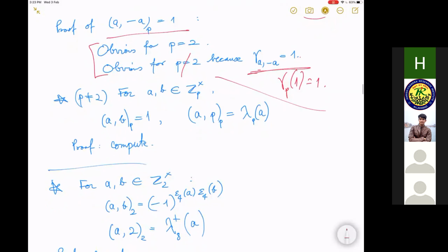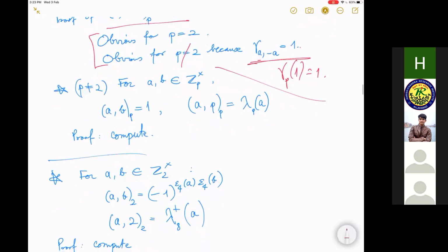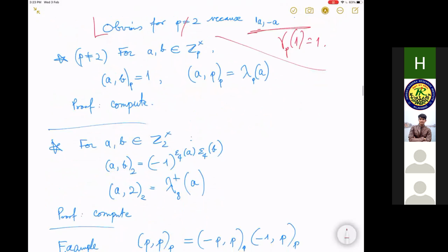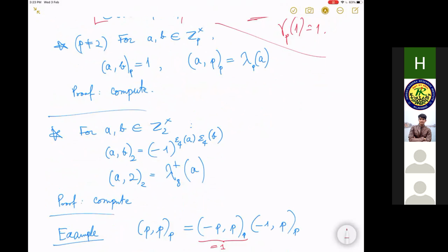So we now come to some explicit computation of this Hilbert symbol. So first, let's look at odd primes P. And if I have two units A and B, then (A, B)_P is always equal to 1. So they have to be units, both of them, right? And (A, P)_P, this Hilbert symbol, is equal to lambda P of A.